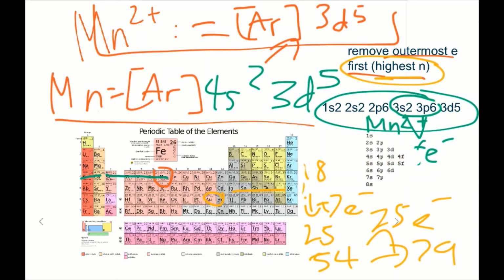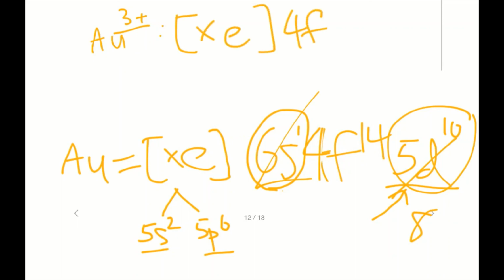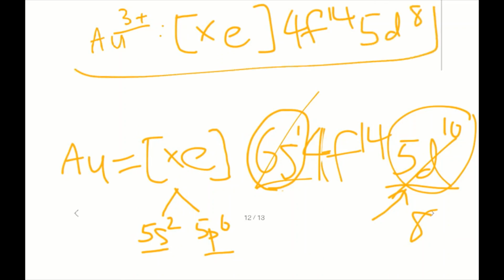Well, let me just erase it. So 5s is here, 5p is here, and 5d is over here. So 5d has the highest energy out of the three. So we are going to take away electrons from the 5d subshell, and doing that, you are left with 8, and that's removing 3 electrons in total. So our new electron configuration will be xenon, and it will be 4f14 and 5d8, and that is the answer.